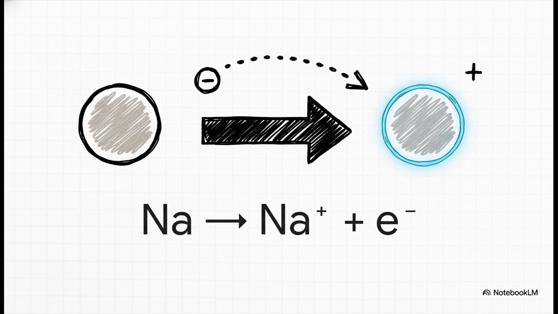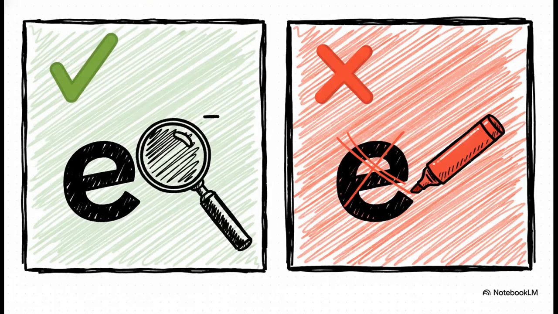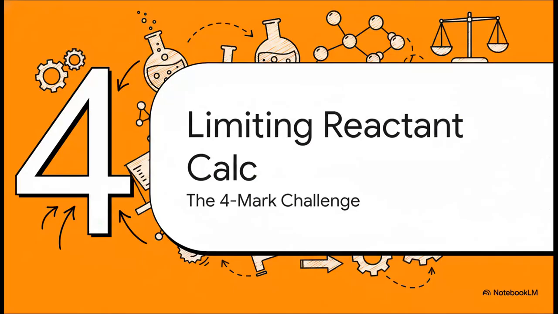A sodium atom, Na, becomes a sodium ion, Na+, because it has lost 1 electron, which we write as e-. Now this is the crucial point, and it comes straight from the mark scheme. Do not accept e for e-. Just writing the letter e is not good enough. You absolutely must include the negative superscript to show it's a negatively charged electron. Every single symbol matters.